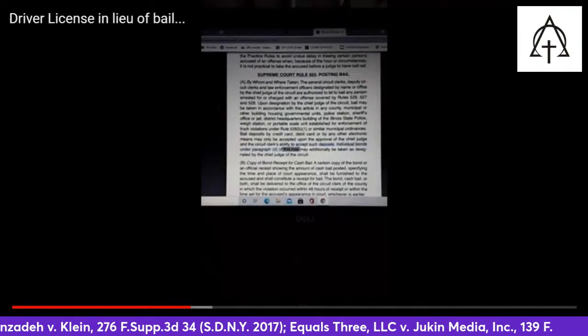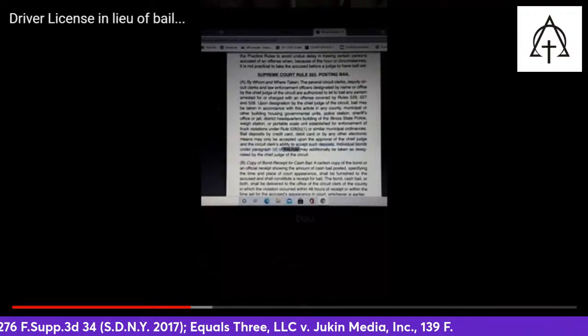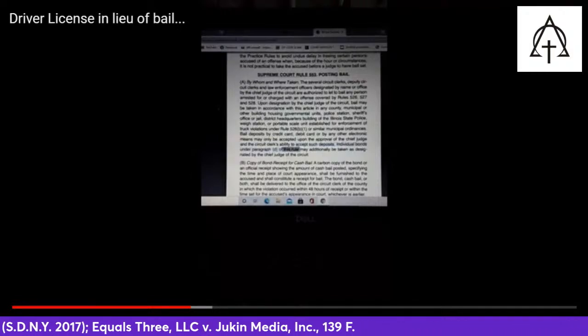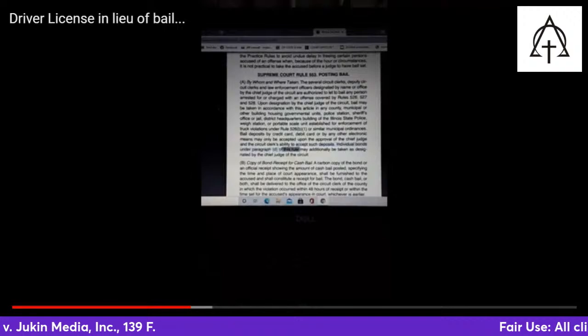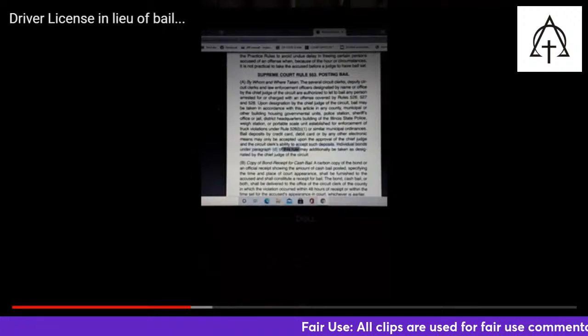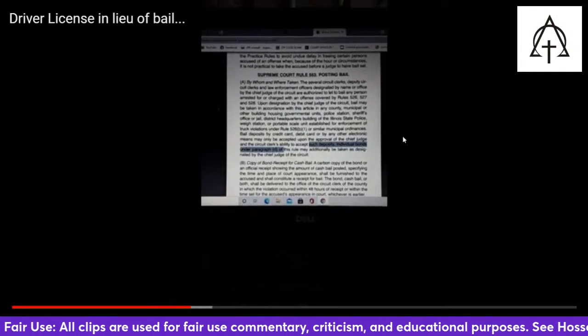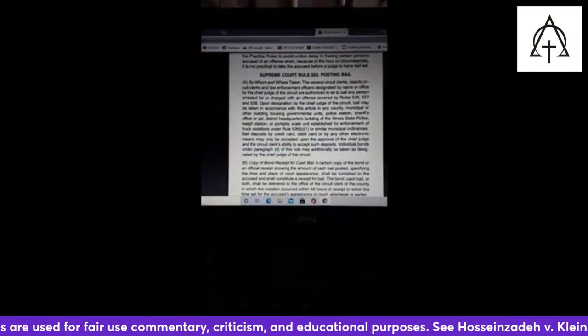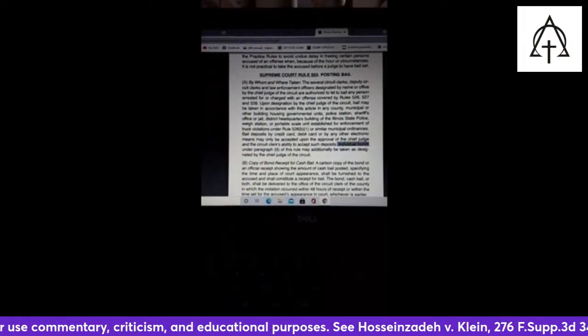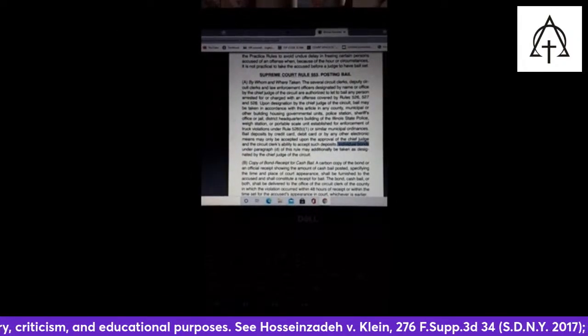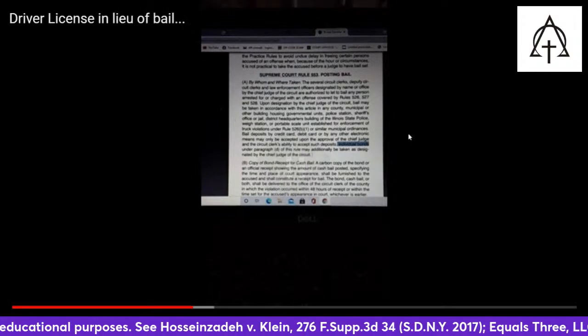And again, notice the chief clerk's ability to accept such deposits. Deposits being depositions. They're dispositioning something. They're taking it from one place and putting it somewhere else. Individual bonds under paragraph D of this rule may additionally be taken as designated by the chief judge of the circuit.